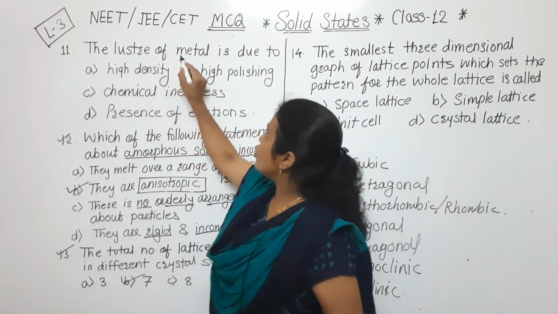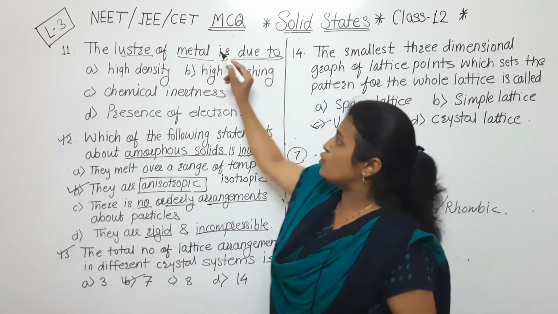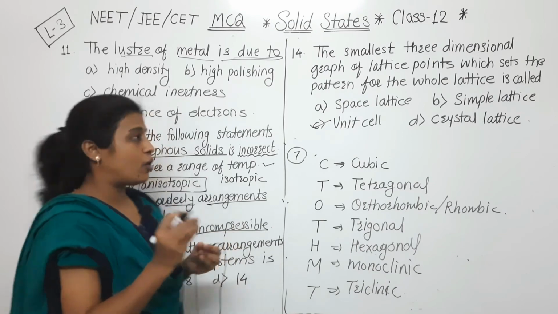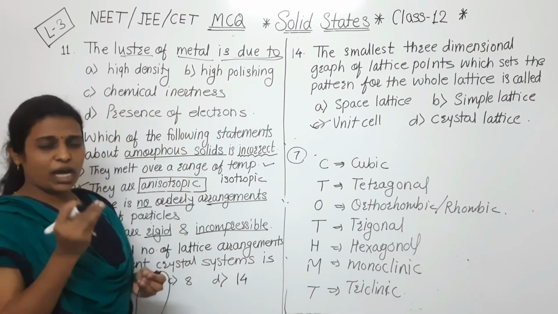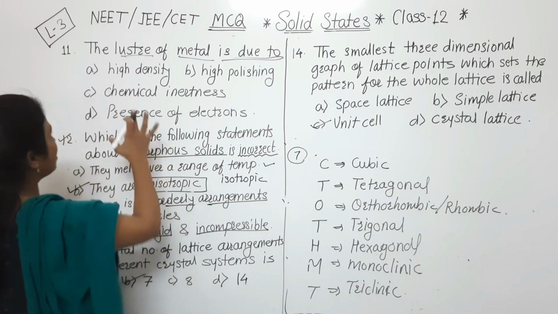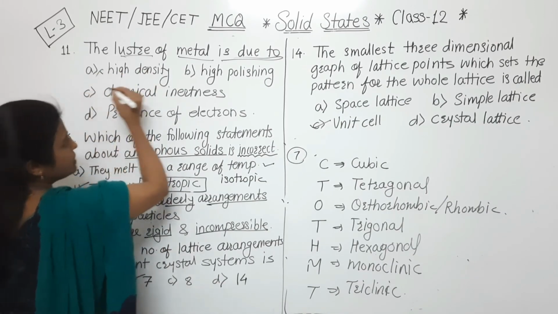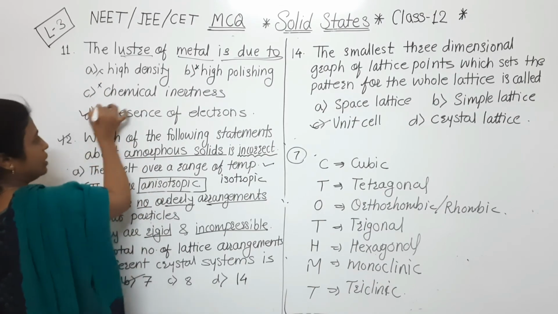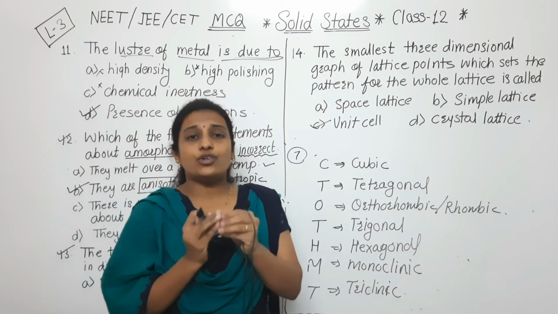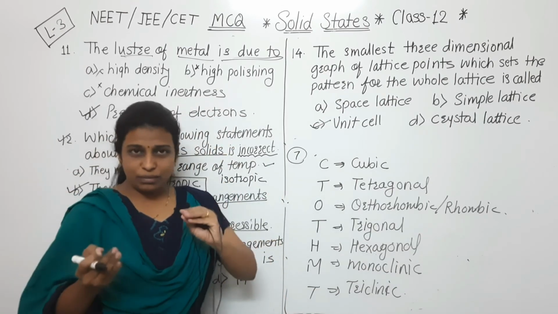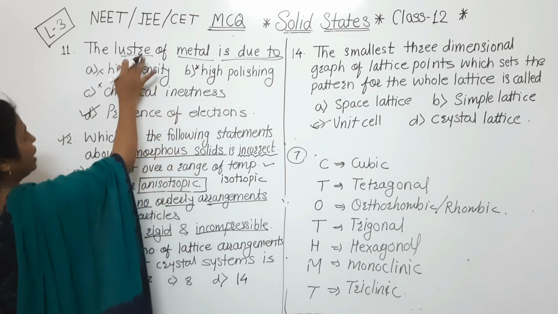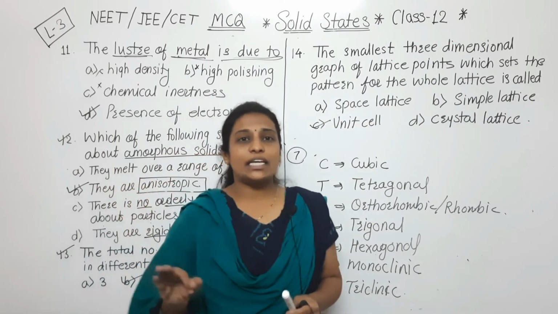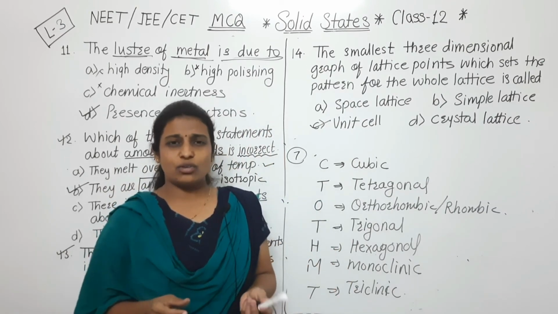Last one, the luster of metal is due to. Now what is meant by luster? Luster is nothing but the soft glow of any metal. It means we have to search for its reason. The reason is not high density, not high polishing, not chemical inertness. Its answer is presence of free electrons. Due to the presence of free electrons, they can move from one place to another, and that is the reason behind the luster of the metal. So here we have completed 3 lectures of this MCQ series.